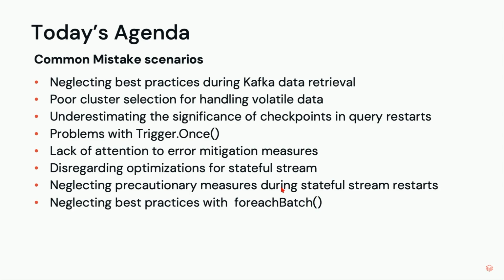And when restarting a new stream, if the user is not considering the significance of checkpoint, what could be the issues? Similarly, what are the problems with the trigger.once mode? When there is an issue with the stream, what measures do we have to consider? When there are stateful streaming operations, what optimization techniques do we have to follow to optimize the stream? When there is a stateful streaming restart, if you're not considering the precautions, what could be the problems? And finally, we'll discuss foreachBatch and the best practices to add as part of foreachBatch.